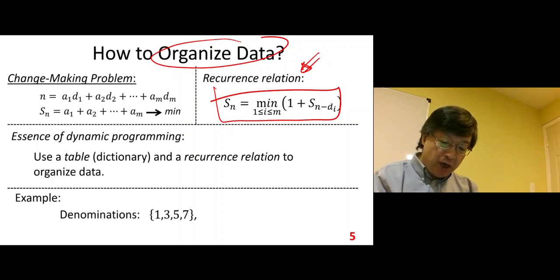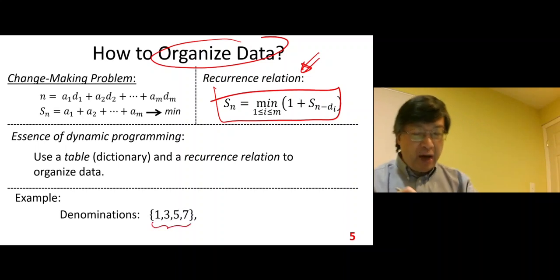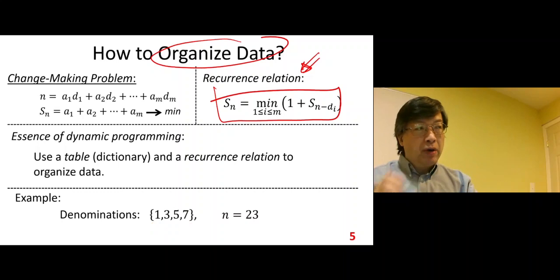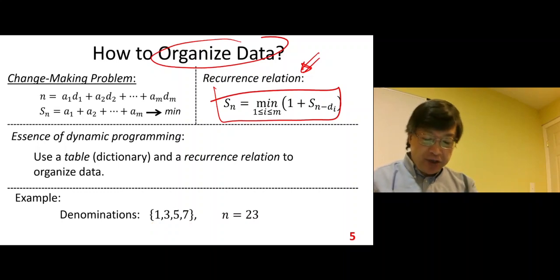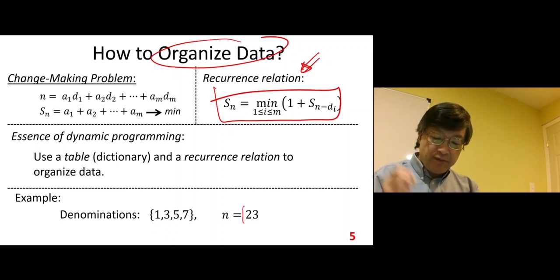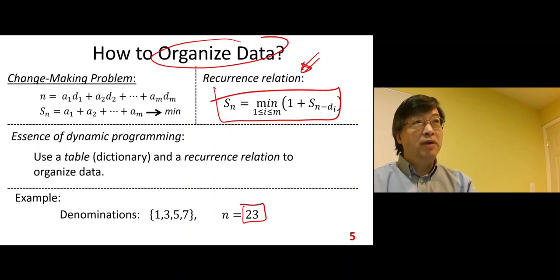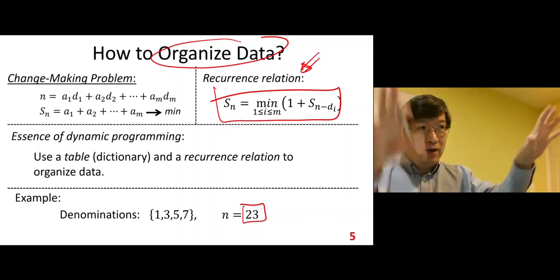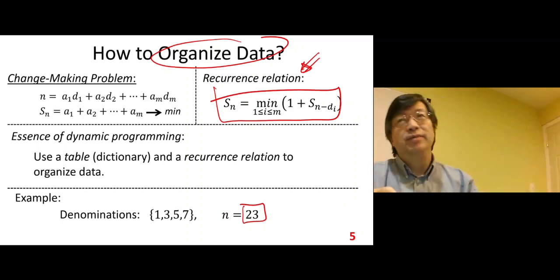This time we have 4 denominations, 1, 3, 5, 7. But our goal, the number of cents, is 23. It's a much larger number, although it's still not too big. We can handle it, but we need to do that table way, organize tabular data.